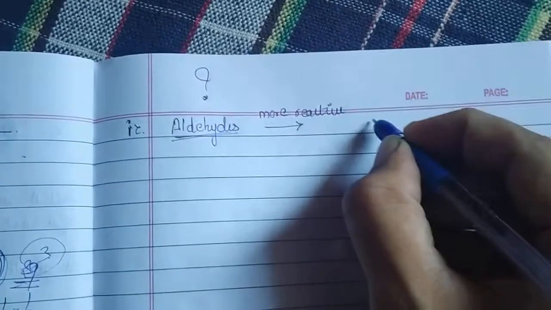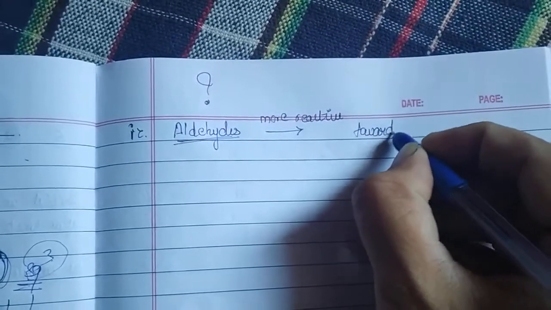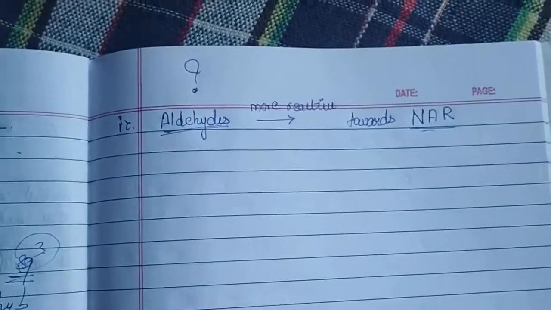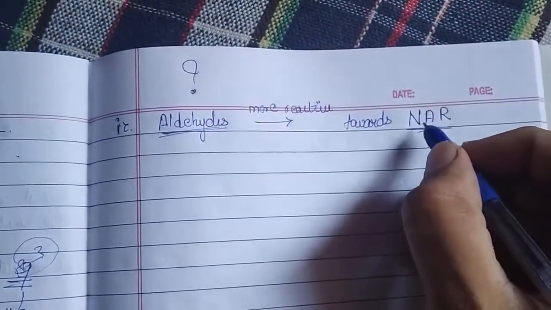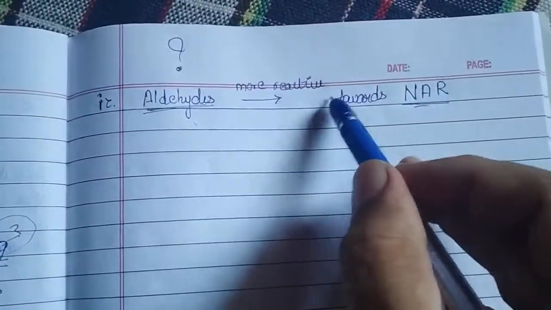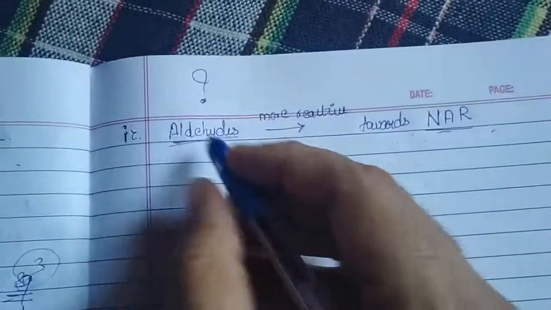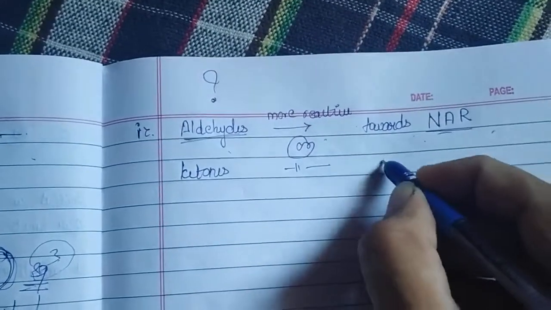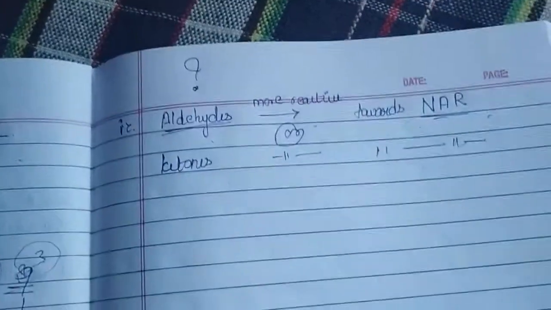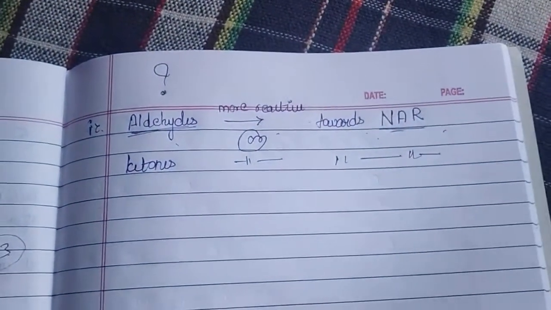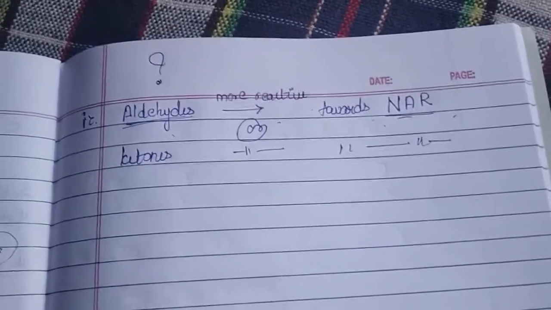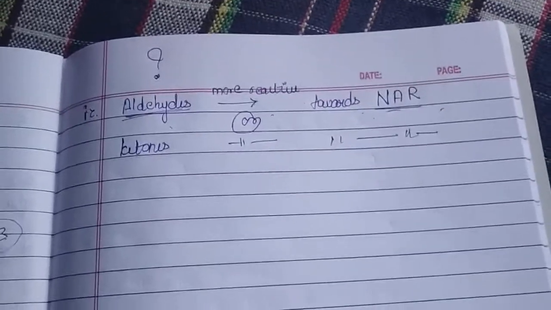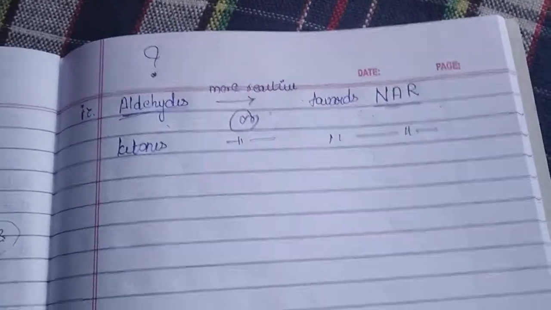Whether aldehydes are more reactive towards nucleophilic addition reaction. I have written this just for time management, you don't write this. Whether aldehydes are more reactive towards nucleophilic addition reaction or ketones are more reactive towards nucleophilic addition reaction. This is my question. I repeat once again: you have aldehydes and ketones, and you have to do a nucleophilic addition reaction. Which one, whether aldehyde will give you the first product or whether ketone will give you the first product.